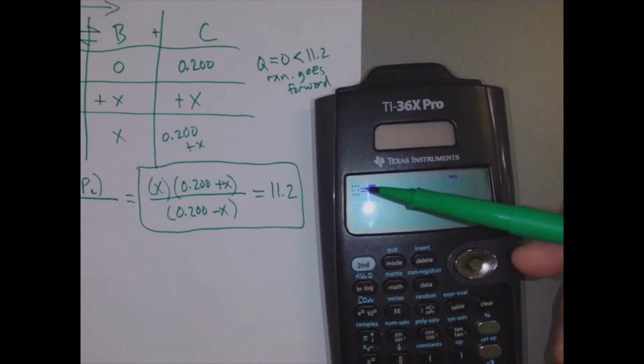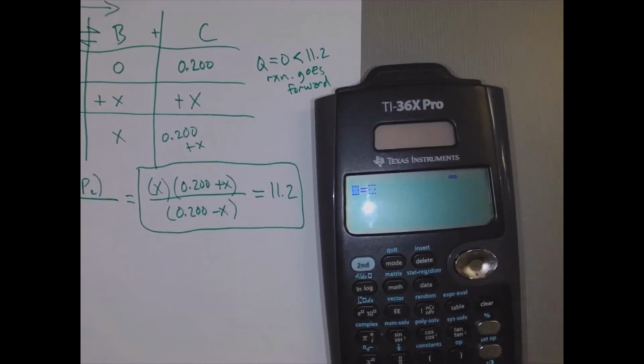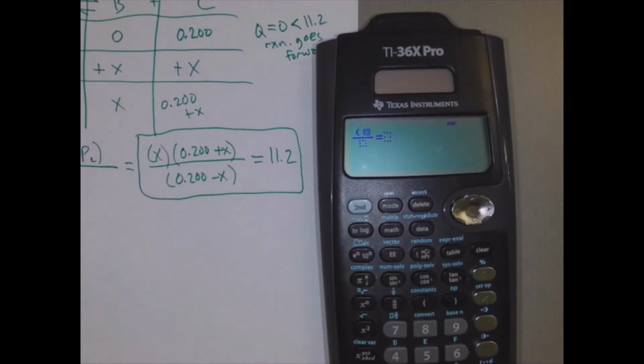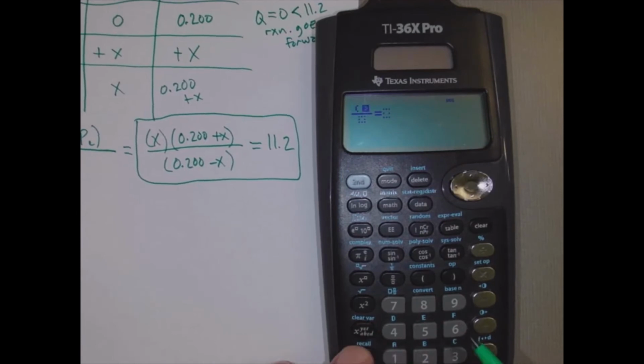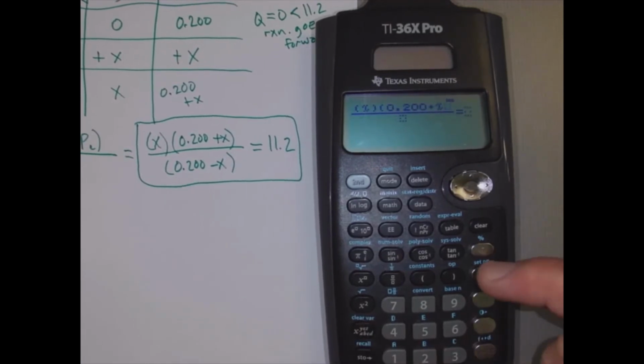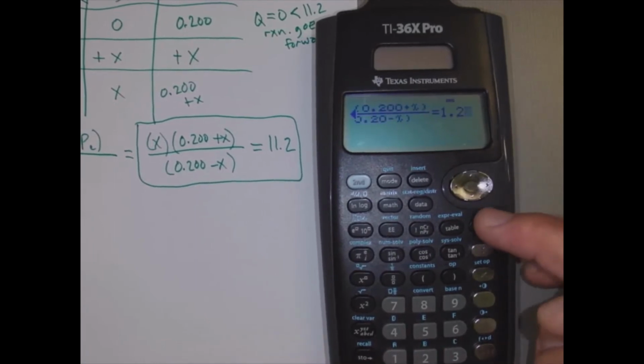And as you can see, it's an equivalency. It's blank equals blank, so we just fill in the blanks. So on this side, I push this button to get a fraction, and I'm going to make the fraction just look like what I have in my problem statement. So I'm going to go parentheses, and then the button you push for an unknown to get an X in there is this one right here. I push that to get an X in there. I close the parentheses, and then I'll open up another set of parentheses, and I go 0.200, and then plus, and then that X again, and then close those parentheses, and cursor down. So then I do a parentheses, 0.200 minus X, close parentheses, and then I cursor over to the other side of the equal sign, and I put in 11.2.